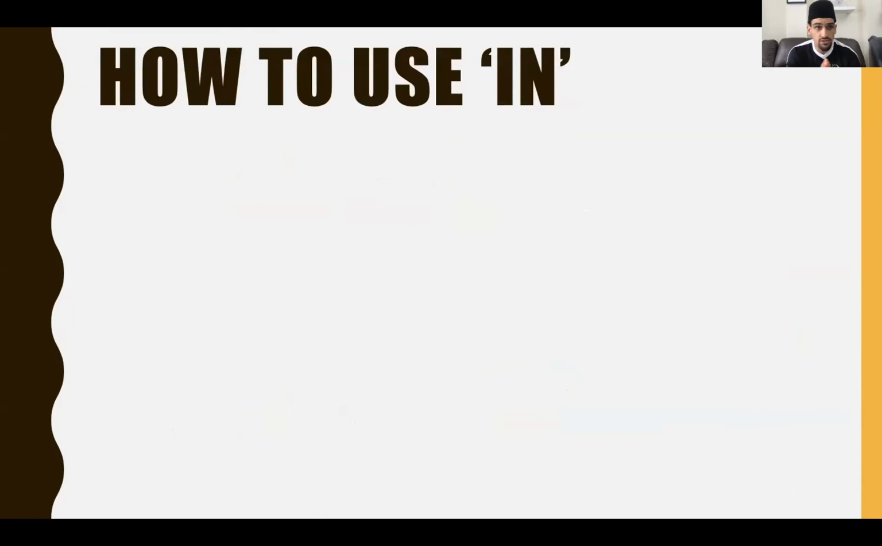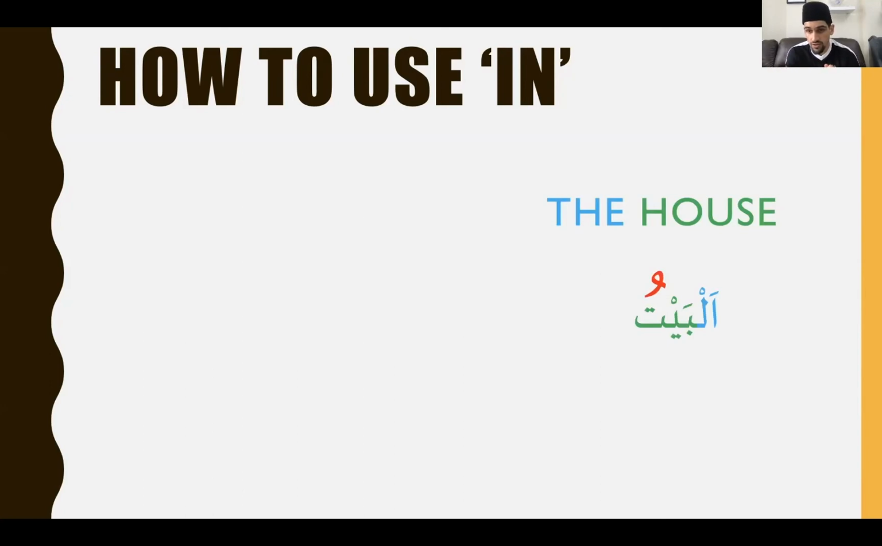So now we're going to learn how to use in, which is fi, and we'll see how it changes slightly the vowels in the sentence. So first we're going to say the house, and we know how to say the house now. It's al-baytu. So here notice I've put the dhamma in red, which is the vowel above the last letter ta, which is a dhamma, al-baytu.